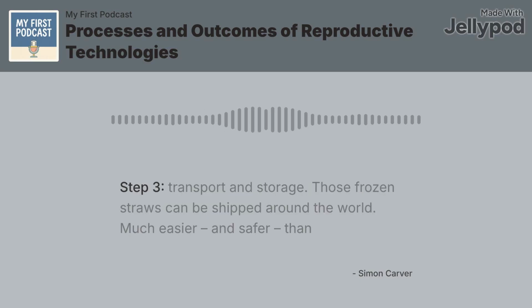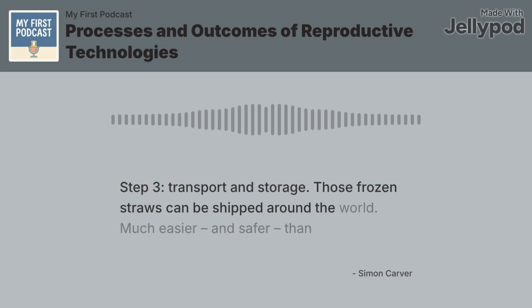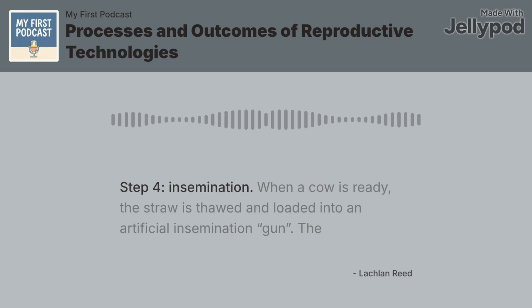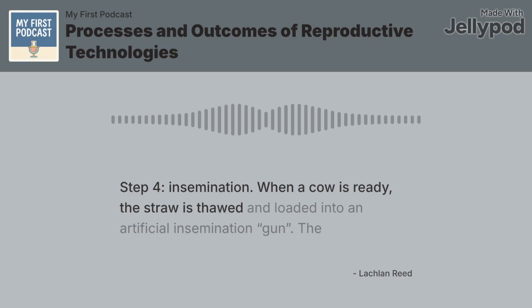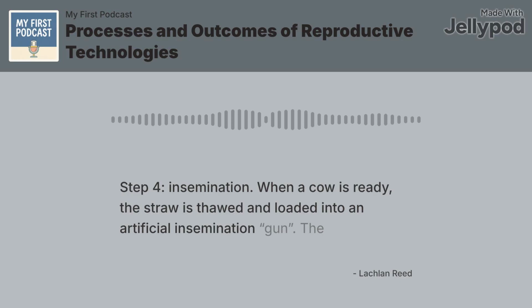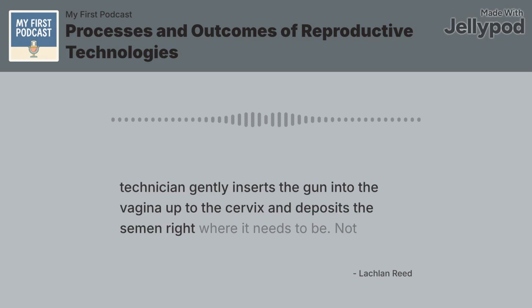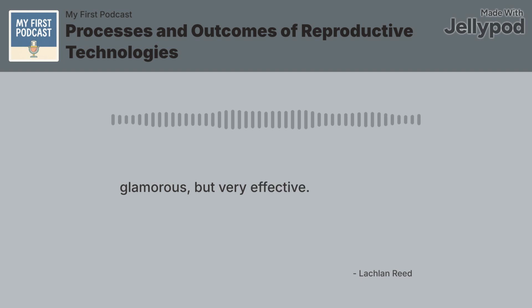Step 3. Transport and storage. Those frozen straws can be shipped around the world, much easier and safer than sending a massive bull on a plane. Step 4. Insemination. When a cow is ready, the straw is thawed and loaded into an artificial insemination gun. The technician gently inserts the gun into the vagina up to the cervix and deposits the semen right where it needs to be. Not glamorous, but very effective.